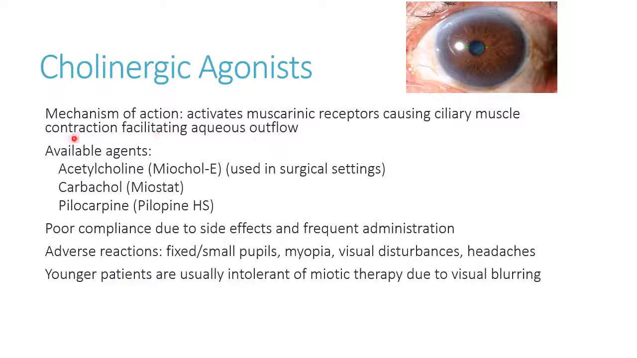A couple of drugs, and I mention these here predominantly because you're going to find these sometimes used in ophthalmic surgery. So you have things like acetylcholine, which makes sense that it's a cholinergic agonist because it's acetylcholine, right? You have carbachol and then pilocarpine. As I mentioned, due to side effects, you're going to find pretty poor compliance. Again, you can end up finding really fixed small pupils, myopia, visual disturbance. Those are the big things that kind of prevent patients from really wanting to keep using these drugs here. Okay.